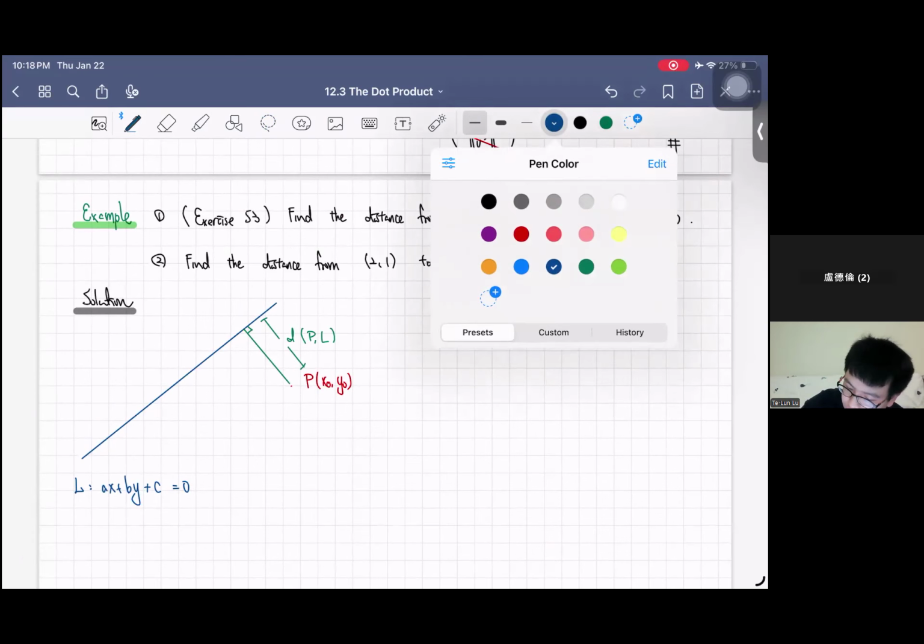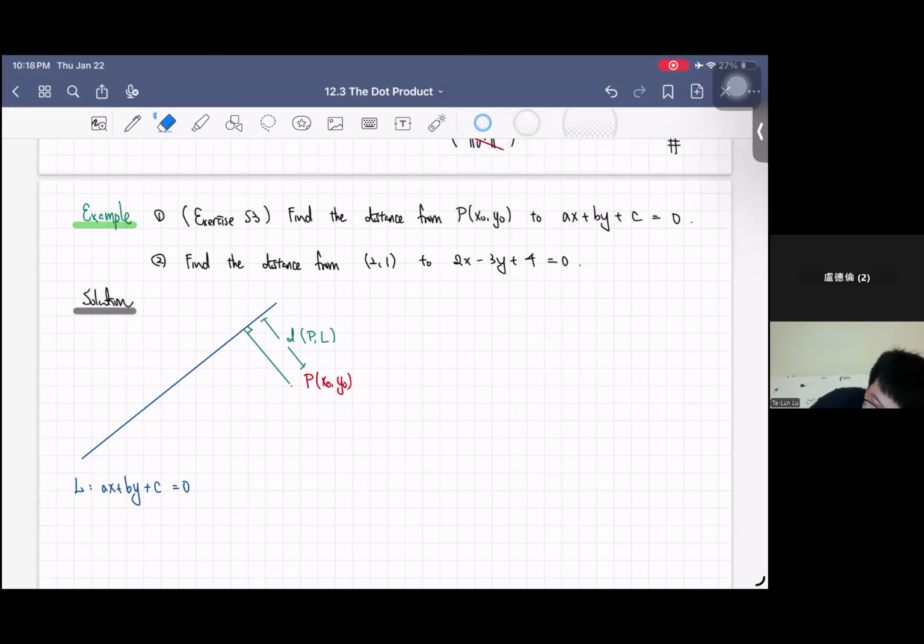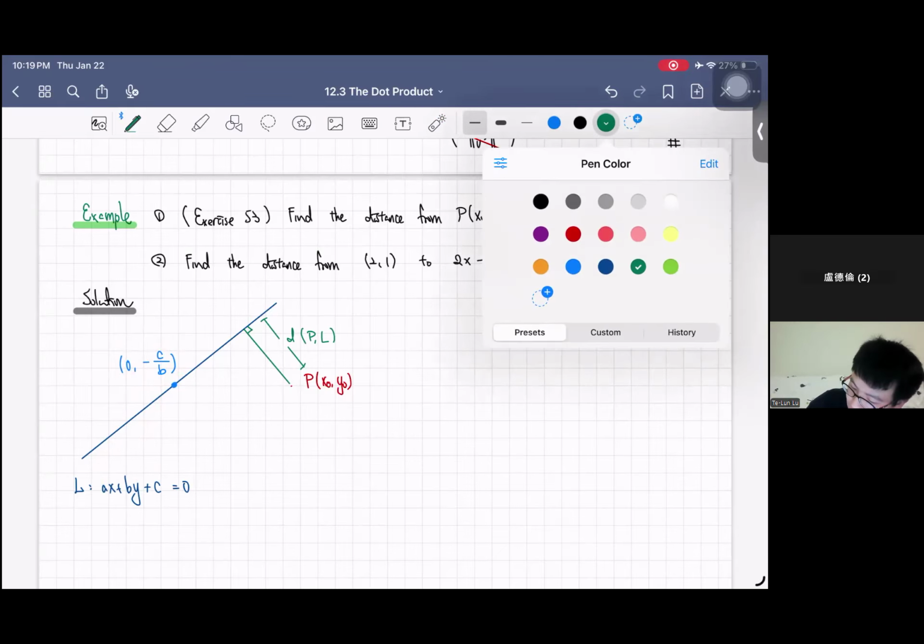So first of all, let us find any point on the line. Any point will suffice. Let us do x maybe just 0. When x is 0, then y will be minus c over b, right? If you can see that. When x is 0 here, then y must be minus c over b, right? Now, the interesting part is coming.